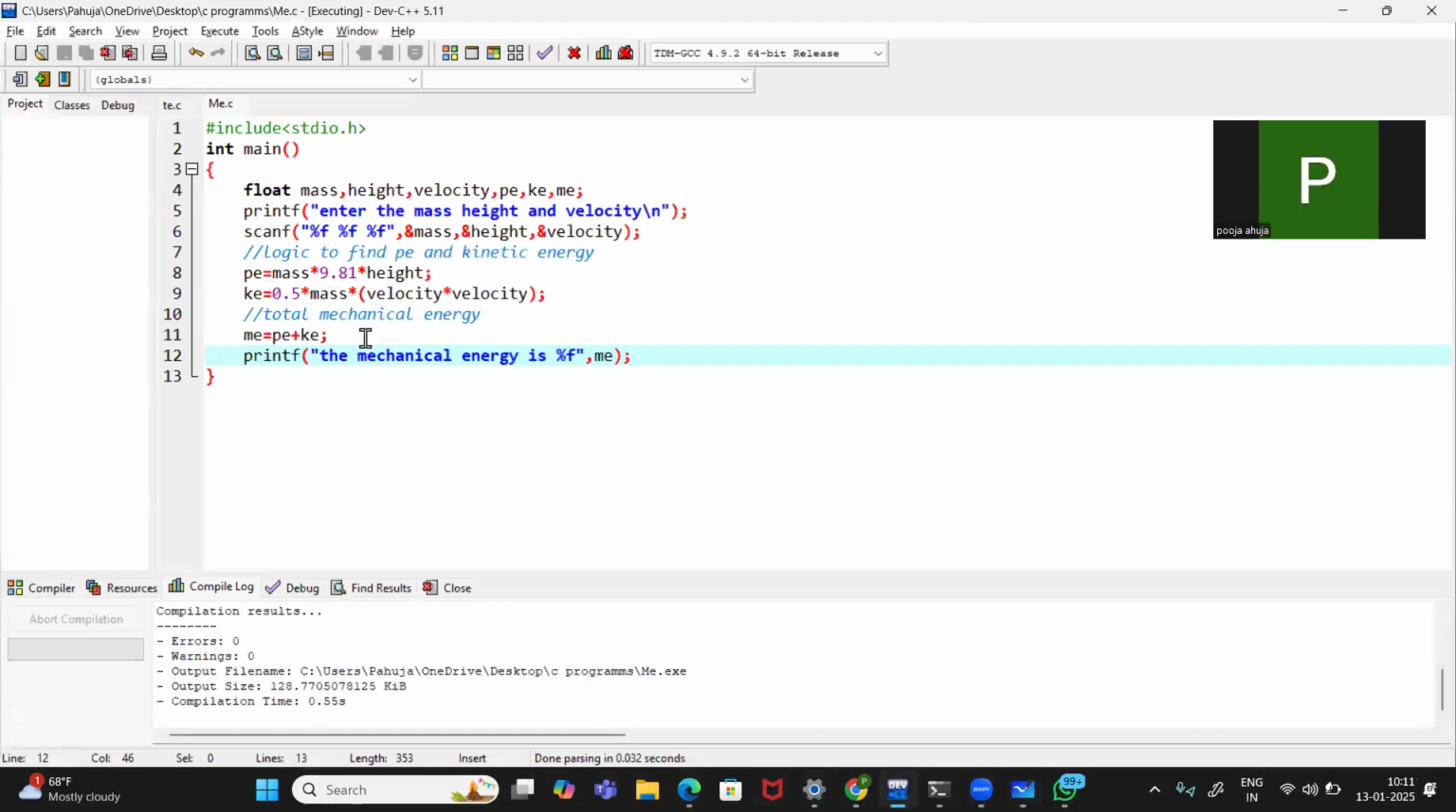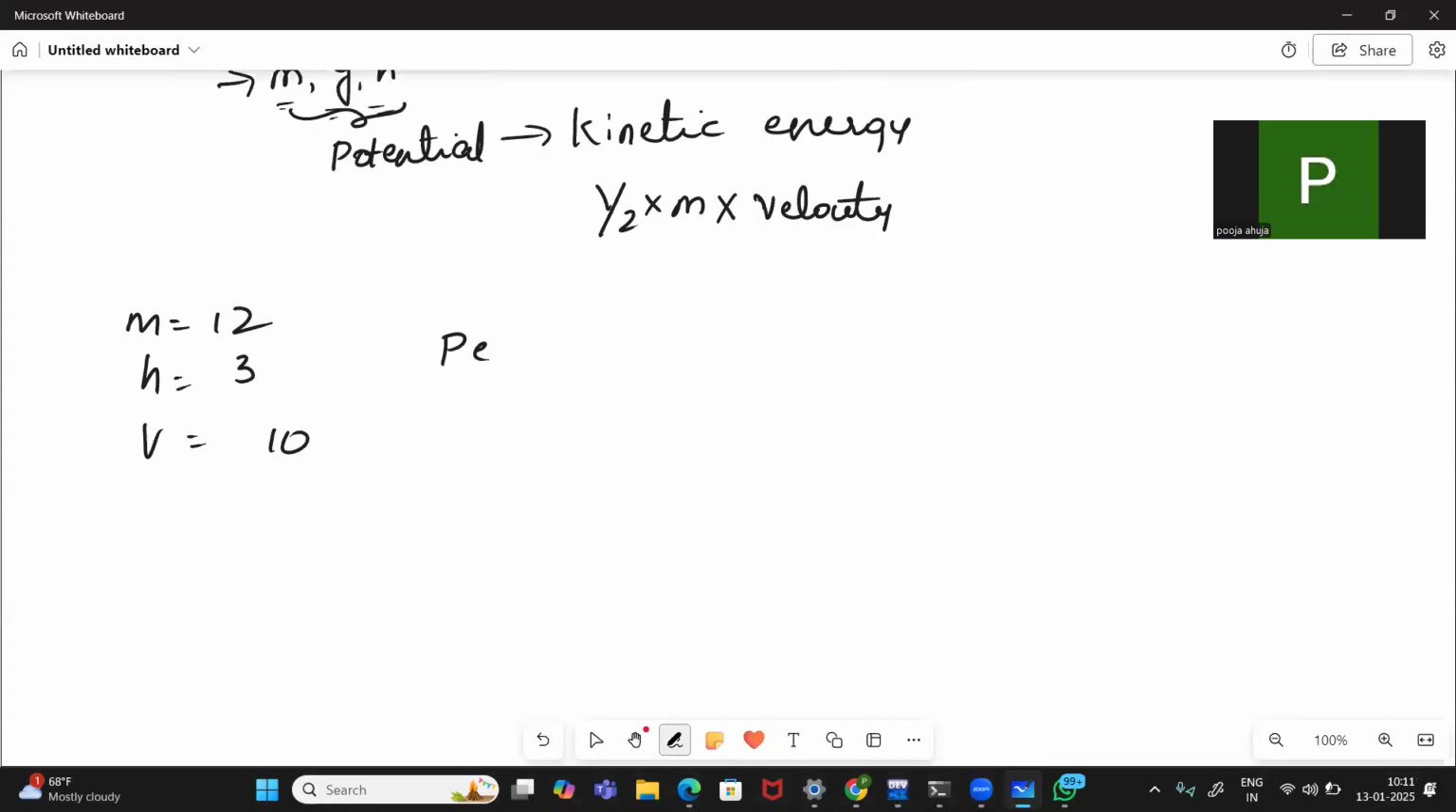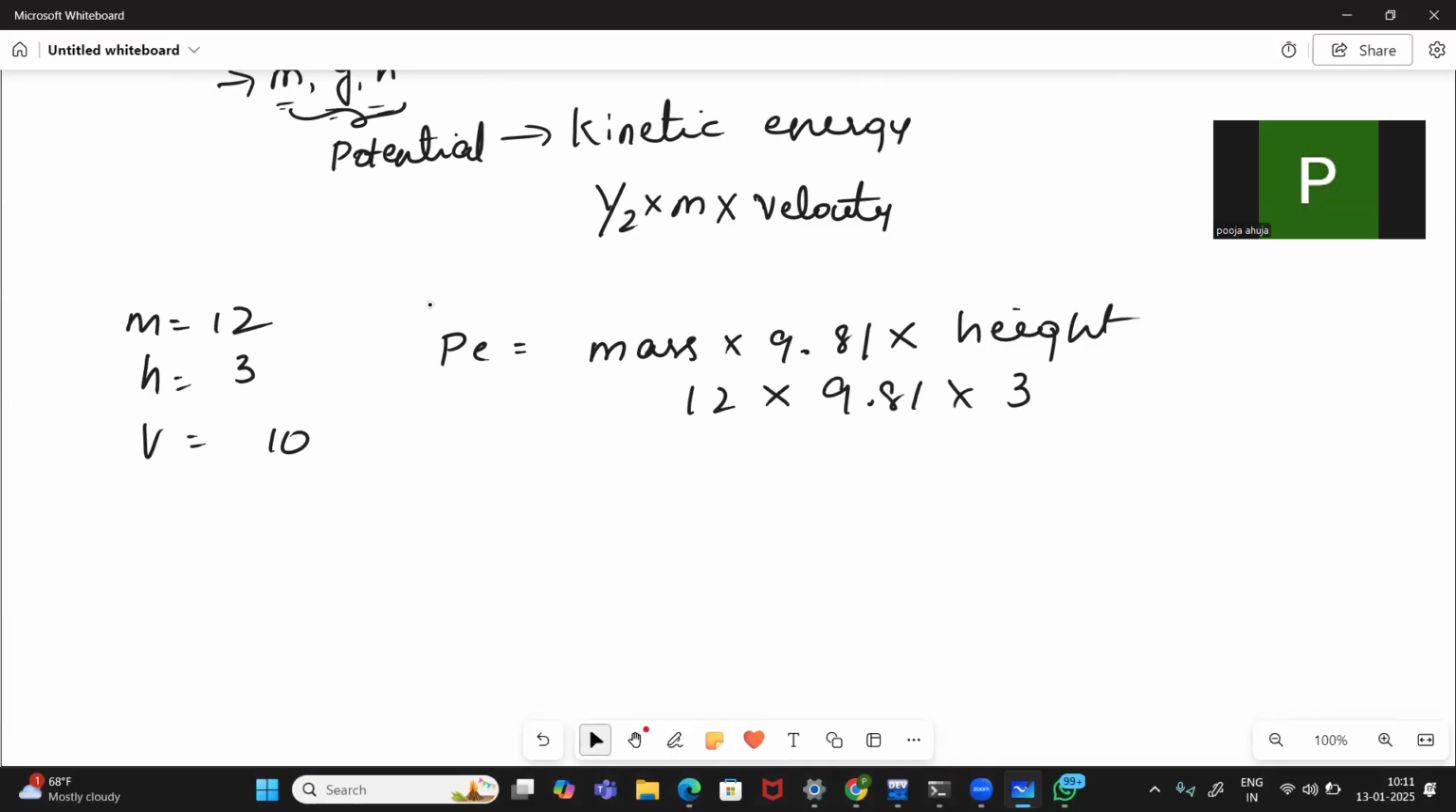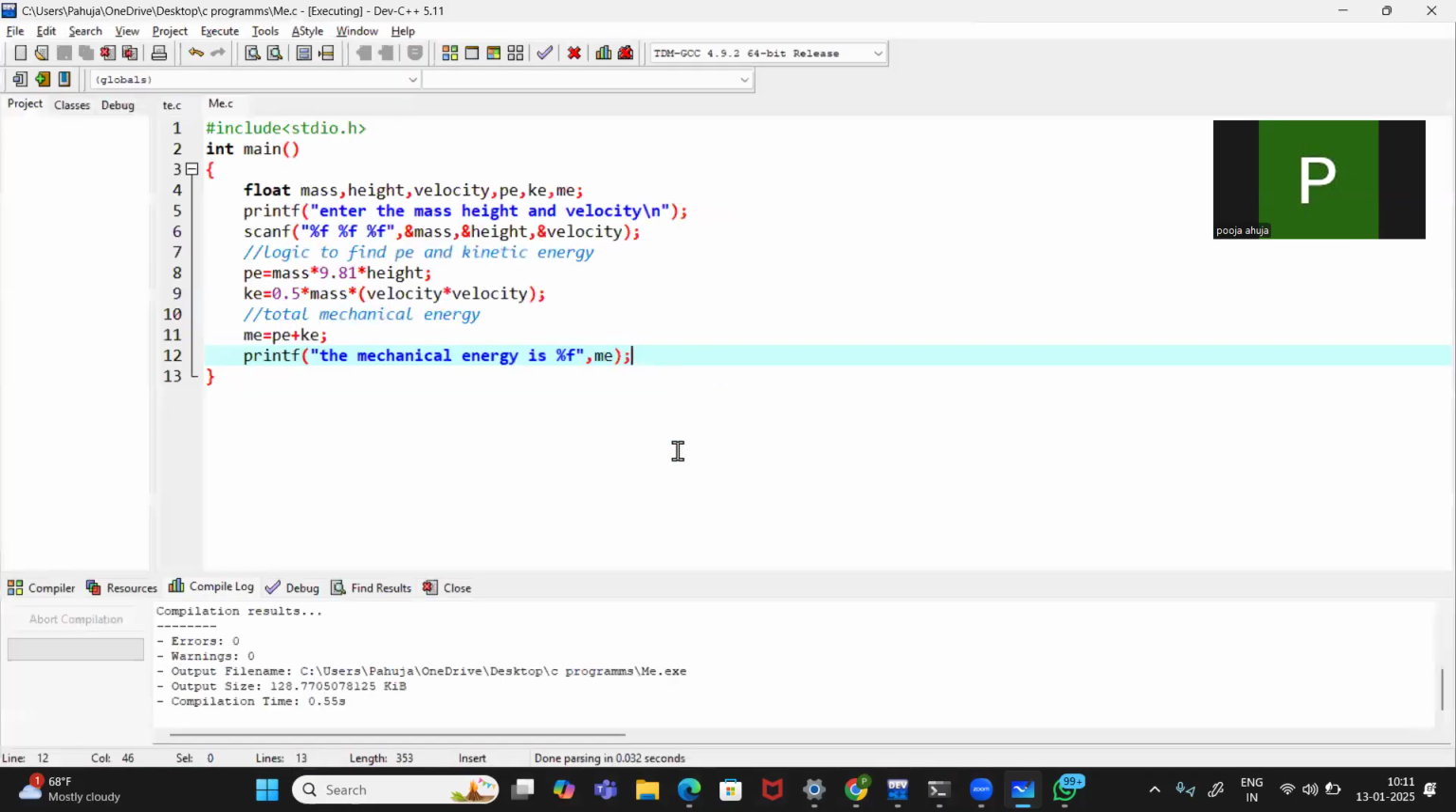So what is the first thing? Potential energy equal to mass into 9.81 into height. So what is the mass value I have entered? 12. And what is the height value I have entered? 3. So now when I calculate this, 12 into 9.81 into 3, my value for the potential energy will be 353.16.